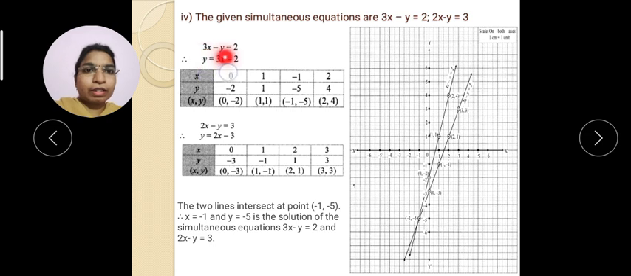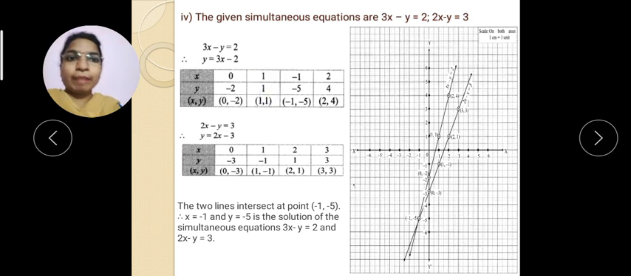First, 3x minus y is equal to 2. So y is equal to 3x minus 2. After isolation, you will get the equation y is equal to 3x minus 2. Now substitute the value of x, you will get the value of y. See here, if x is 0, then y is equal to minus 2, because 3 into 0 is 0. Then x is 1: 3 minus 2 is 1. Then x is minus 1: minus 3 minus 2 is minus 5. And then x is 2: 3 twos are 6, minus 2 is 4.